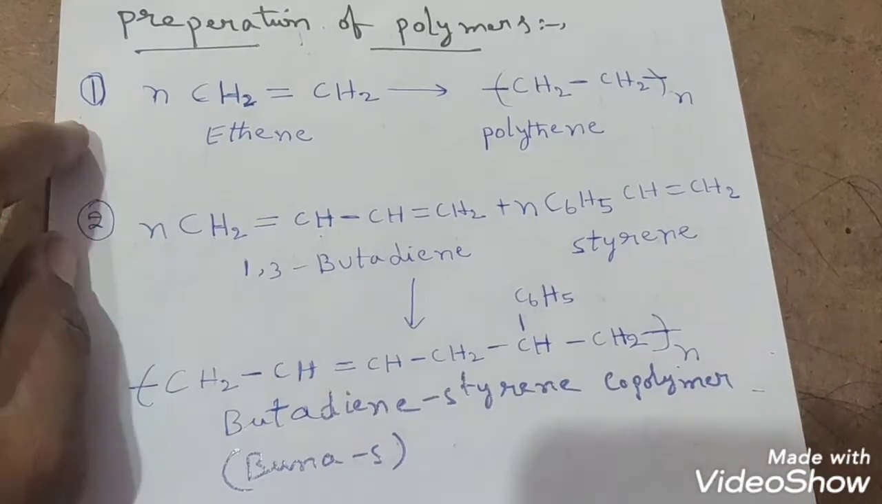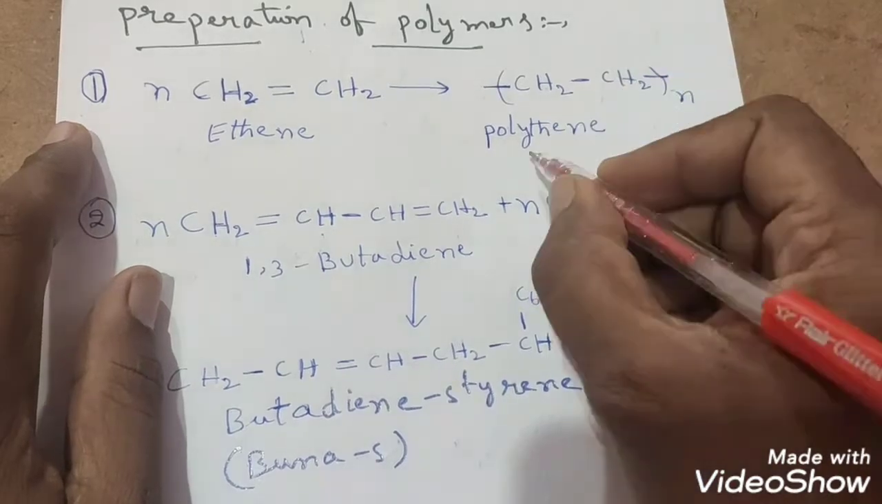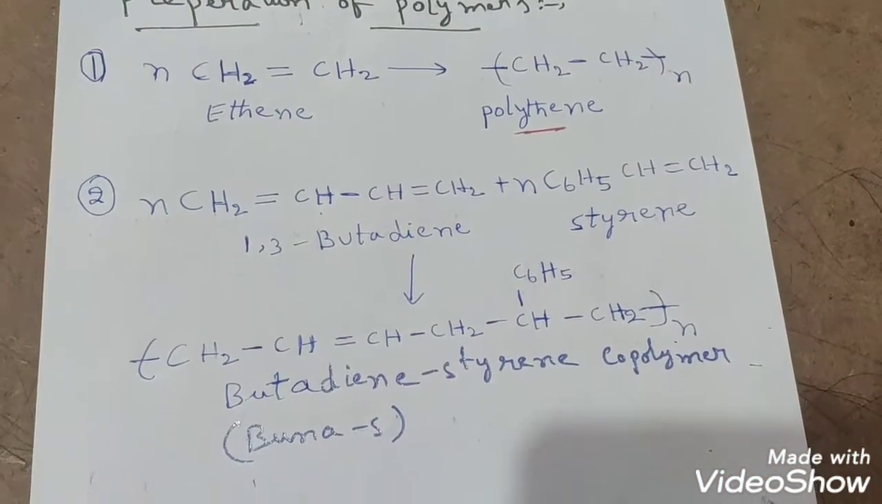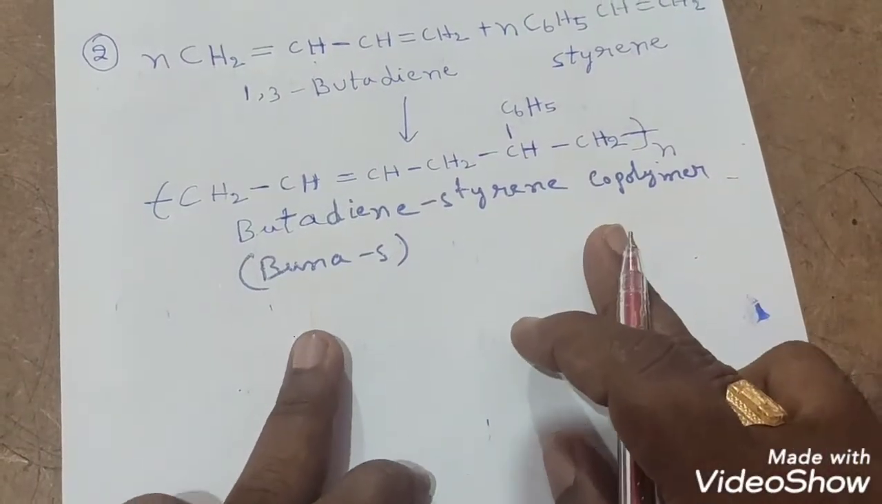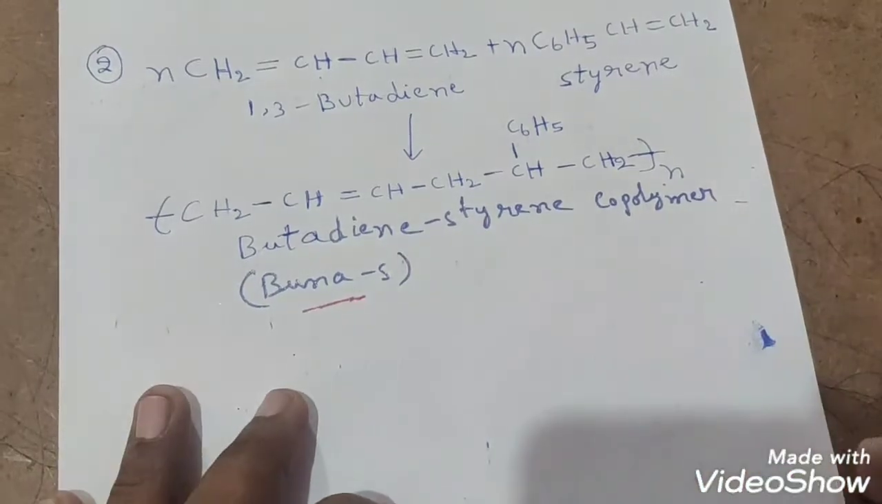Let us take now here. First one is polythene. Polythene preparation is this one. Already we have discussed, right? You can note this down. And butadiene styrene copolymer is this one. That is BUNA-S, right? Yes.